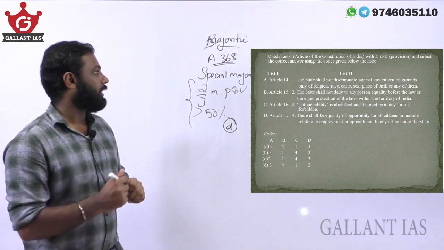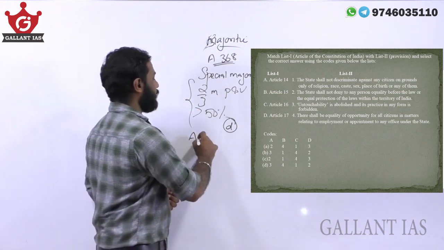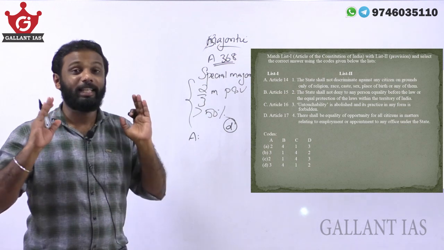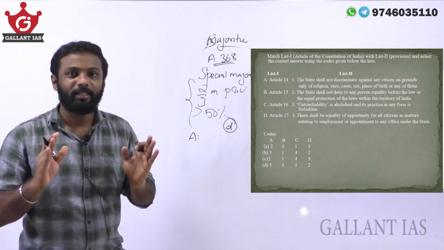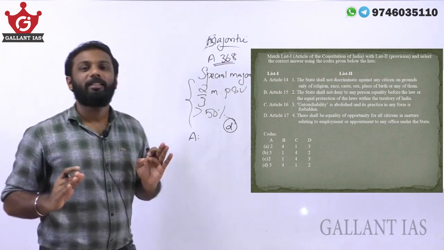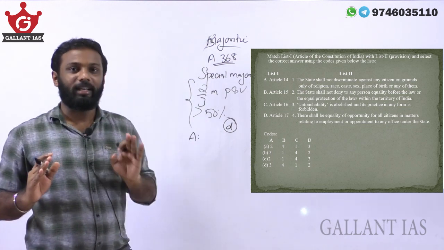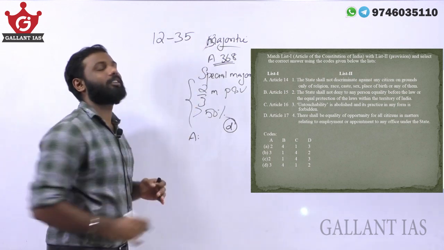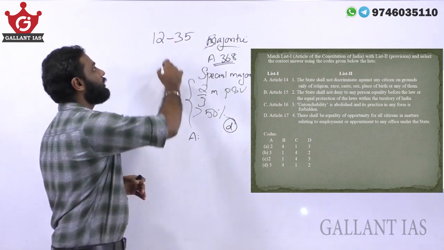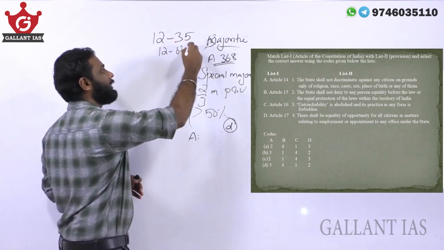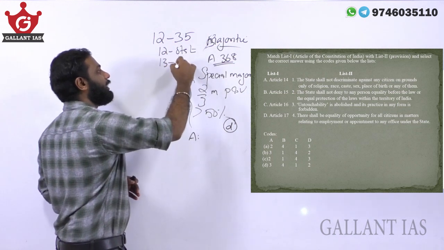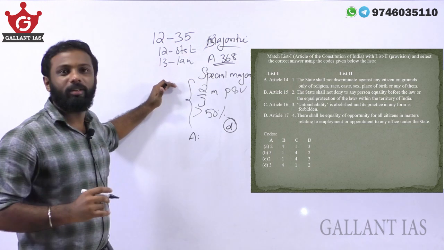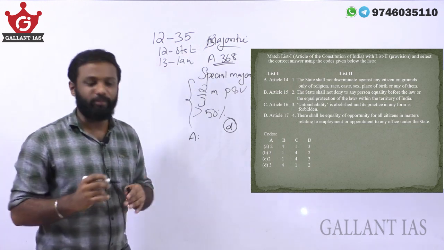Okay, see A, that is Article 14. We know Article 14 is equality before law and equal protection of law. Please, one thing you have to note down, please study all those fundamental articles right from Article 12 to Article 35. See, Article 12 defines what is a state, Article 13 defines what is a law, and from Article 14 onwards, right to equality starts till Article 35.